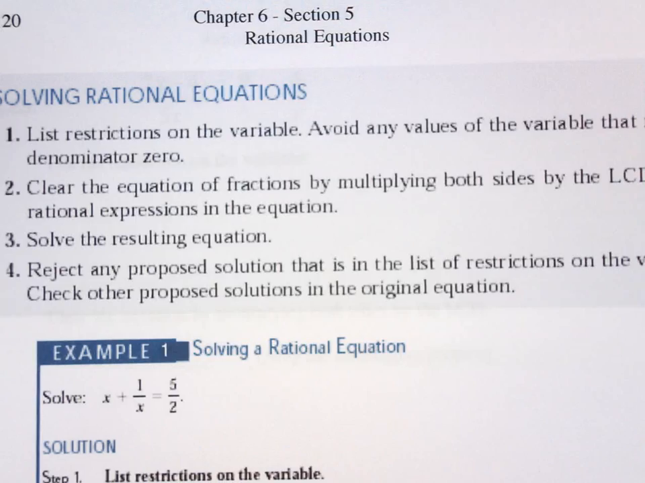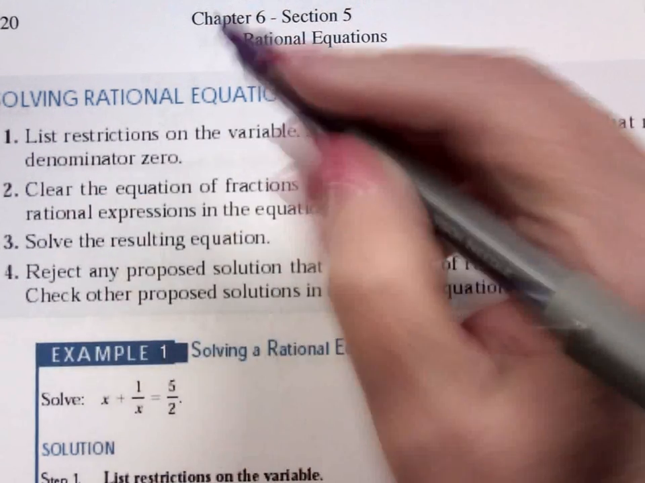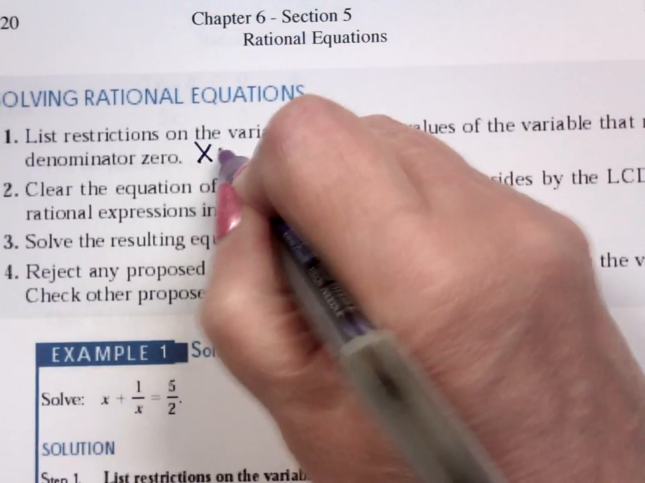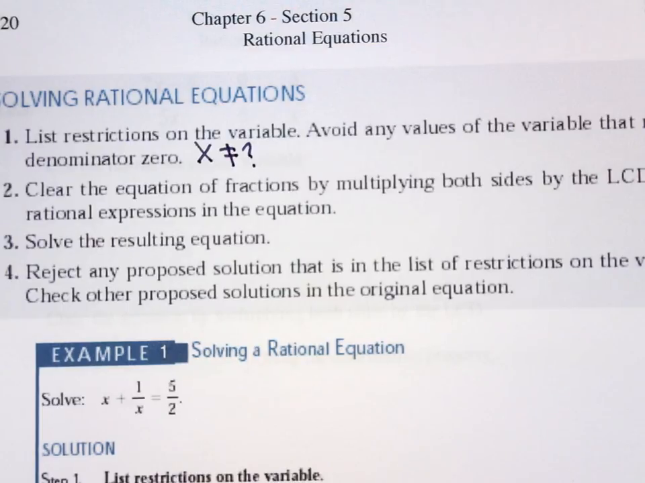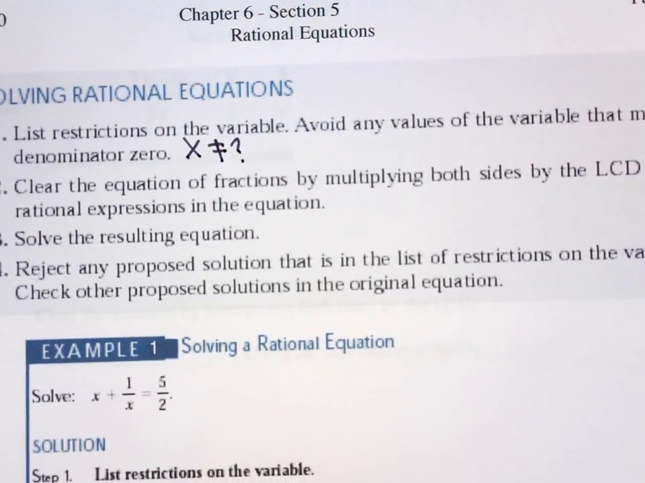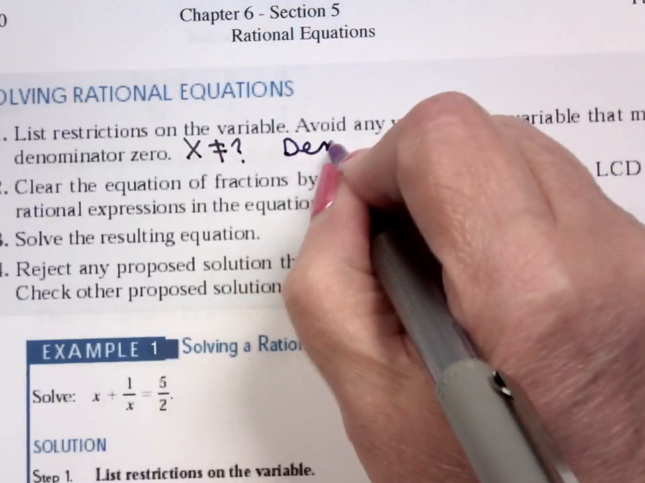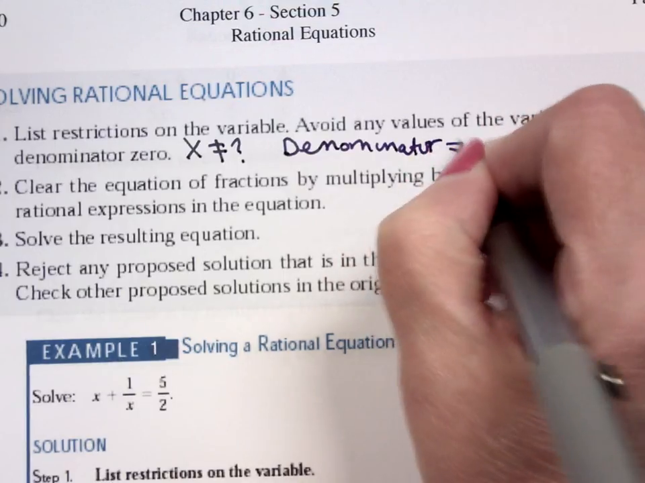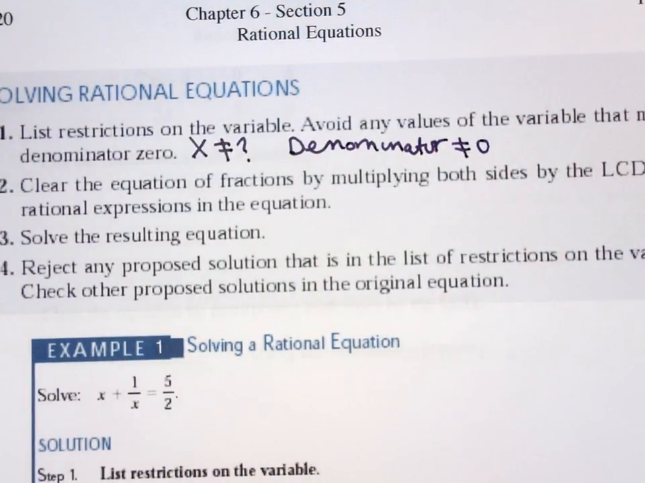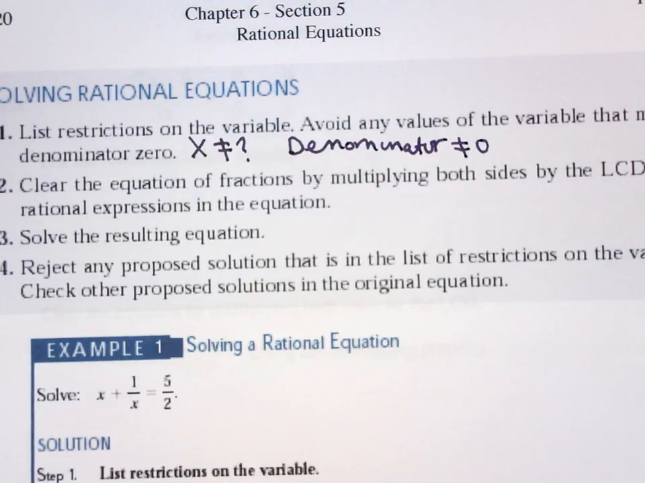Well, you need to look at the list of restrictions on the variable. What this means is what x cannot equal. That's that whole thing that we did before: the denominator can't equal 0. In this case, it's the domain of the solution set, not the domain of the expression or the function.